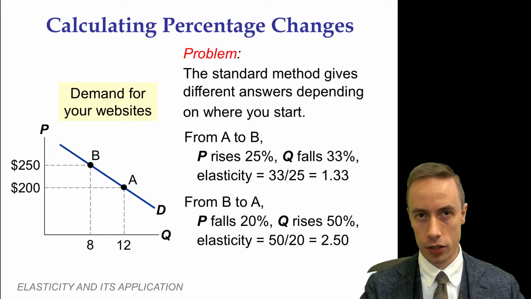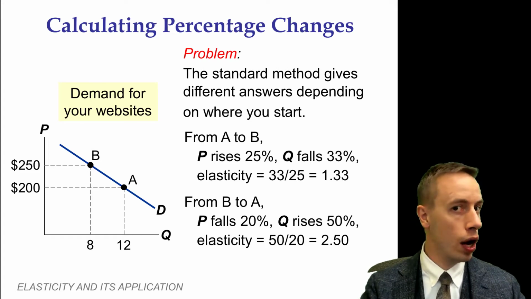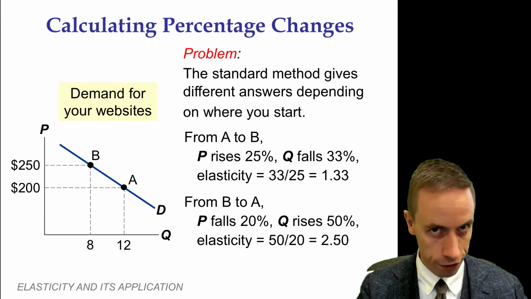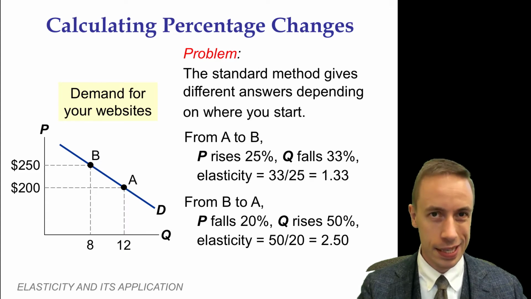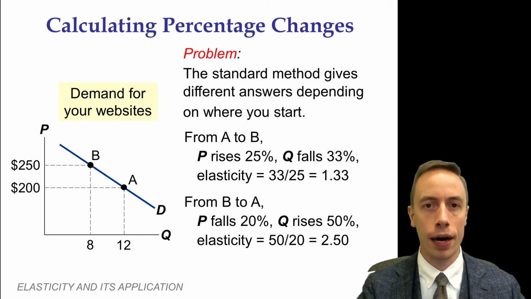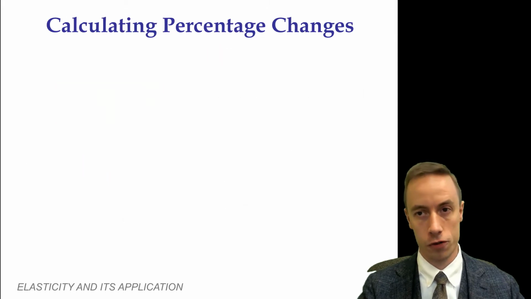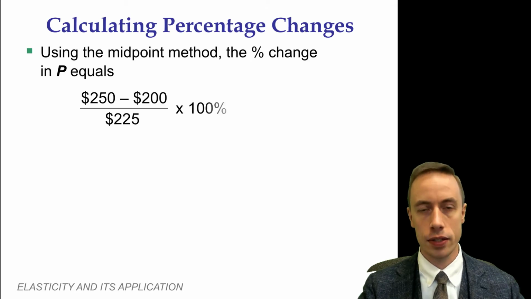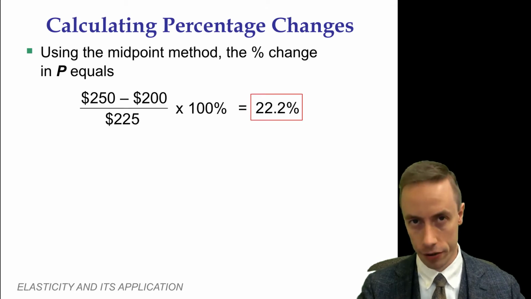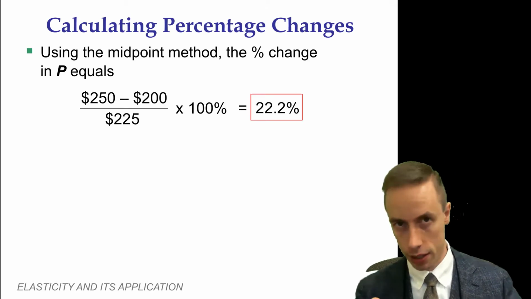So let's look at the price. Let's not use 200 or 250 as the start. Instead, we will divide by the middle, because the middle of two numbers doesn't change. This is called the midpoint method. Let's look at price as an example.